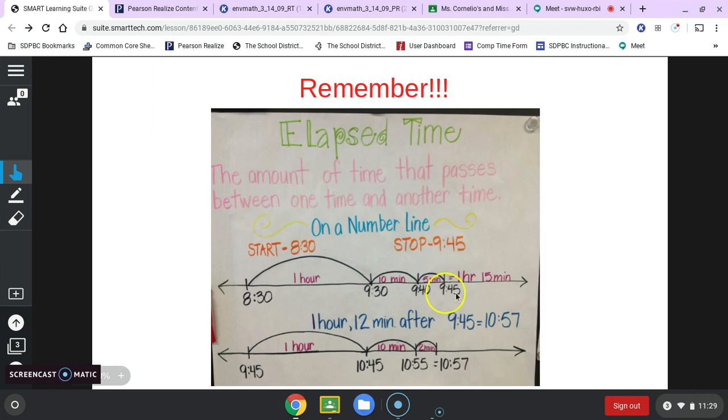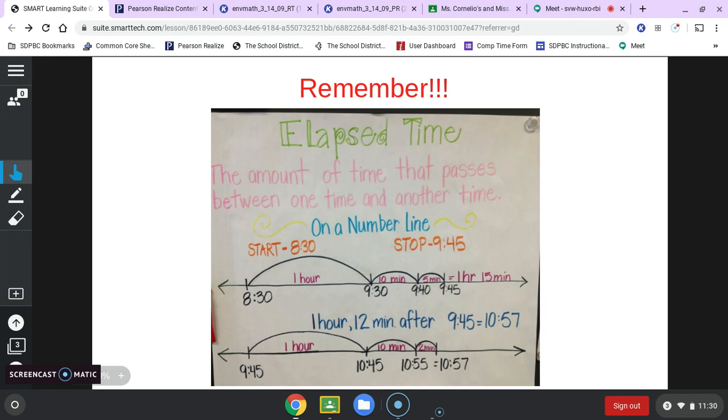Once you've reached your end time, you just go back and you count, you add the hours and the minutes together. 1 hour is a whole hour, so you just write 1 hour. 10 minutes plus 5 minutes is 15 minutes. So to go from 8:30 to 9:45, that would be 1 hour and 15 minutes time elapsed.